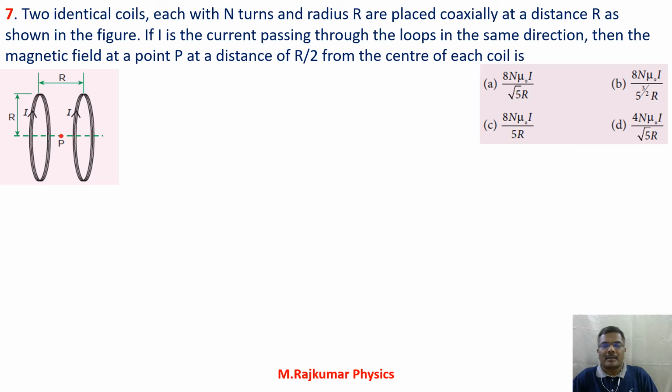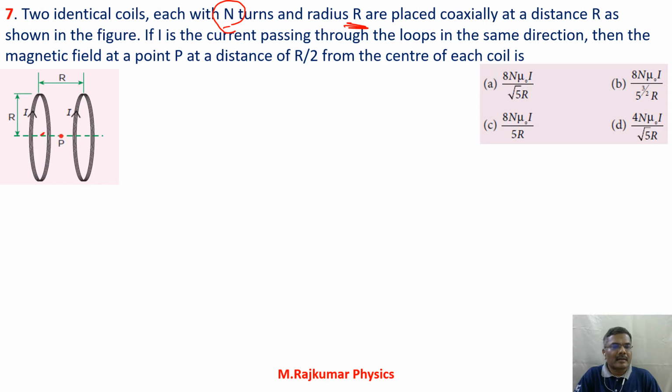So this is the problem. Two identical coils, each with n turns and radius r, are placed coaxially at a distance r as shown in this diagram. If I is the current passing through the loops in the same direction, then the magnetic field at a point P at a distance of r by 2 from the center of each coil is. See what they are asking: the current is flowing through this coil which has n turns, and the radius is r.